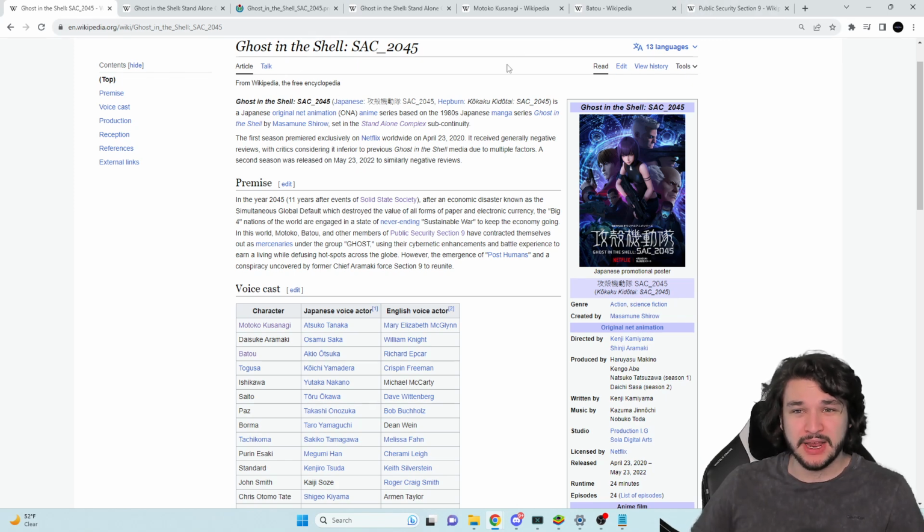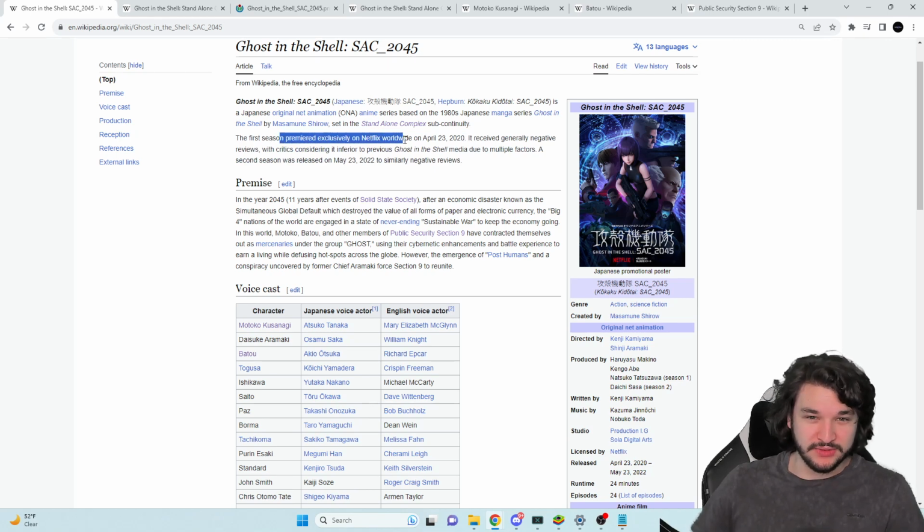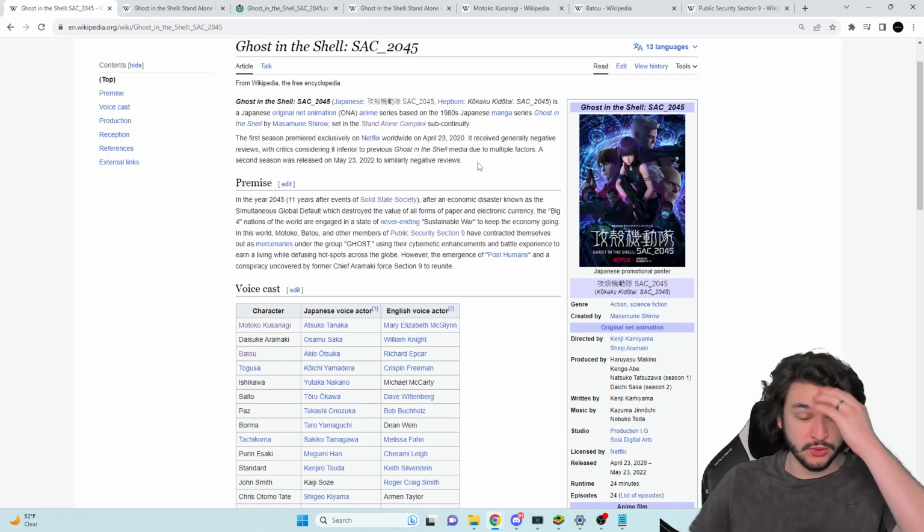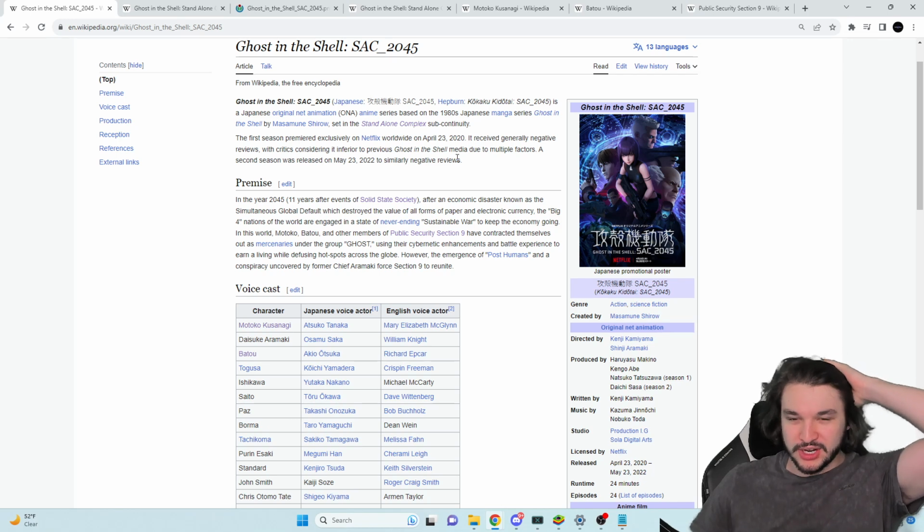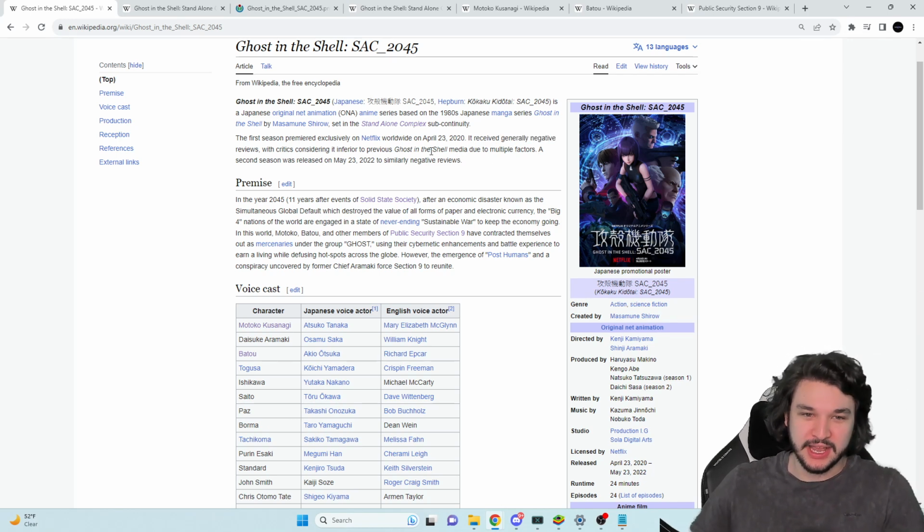on all the feedback I've seen, and this paragraph kind of sums it up. The first season premiered exclusively on Netflix in April 2020, which I had no idea about. It received generally negative reviews, and it is just inferior to the previous Ghost in the Shell. And the second season also received kind of the same reviews.